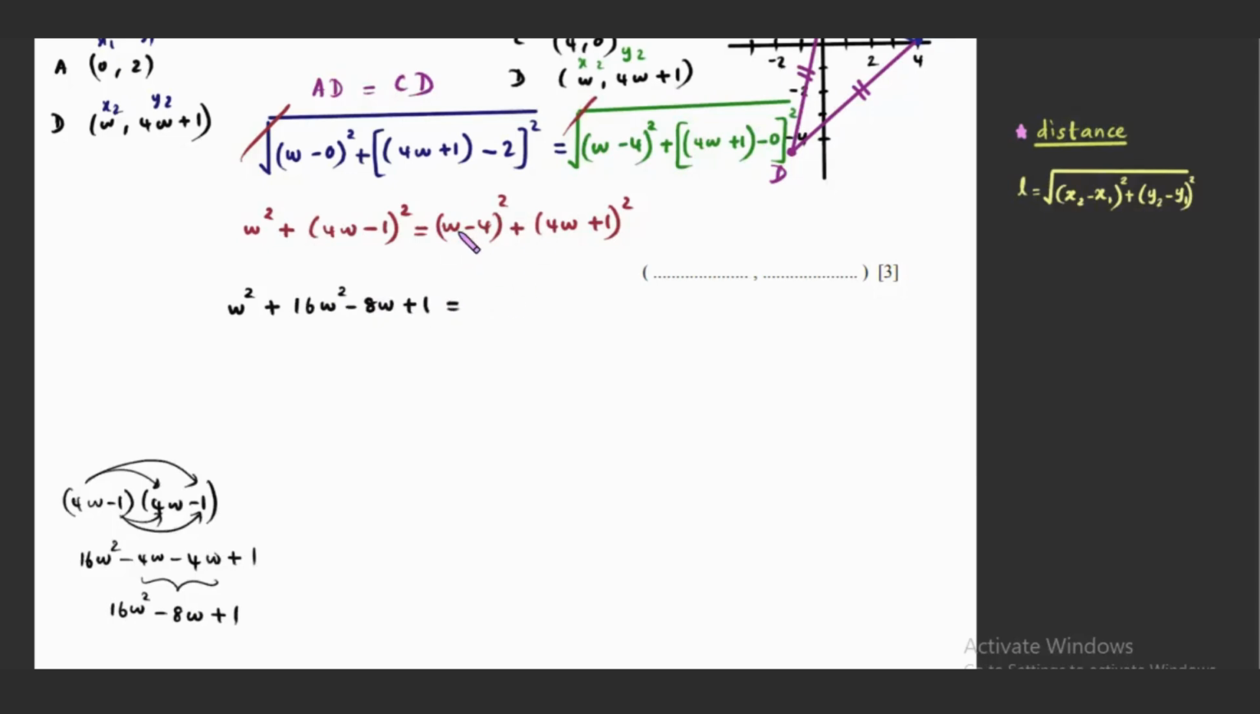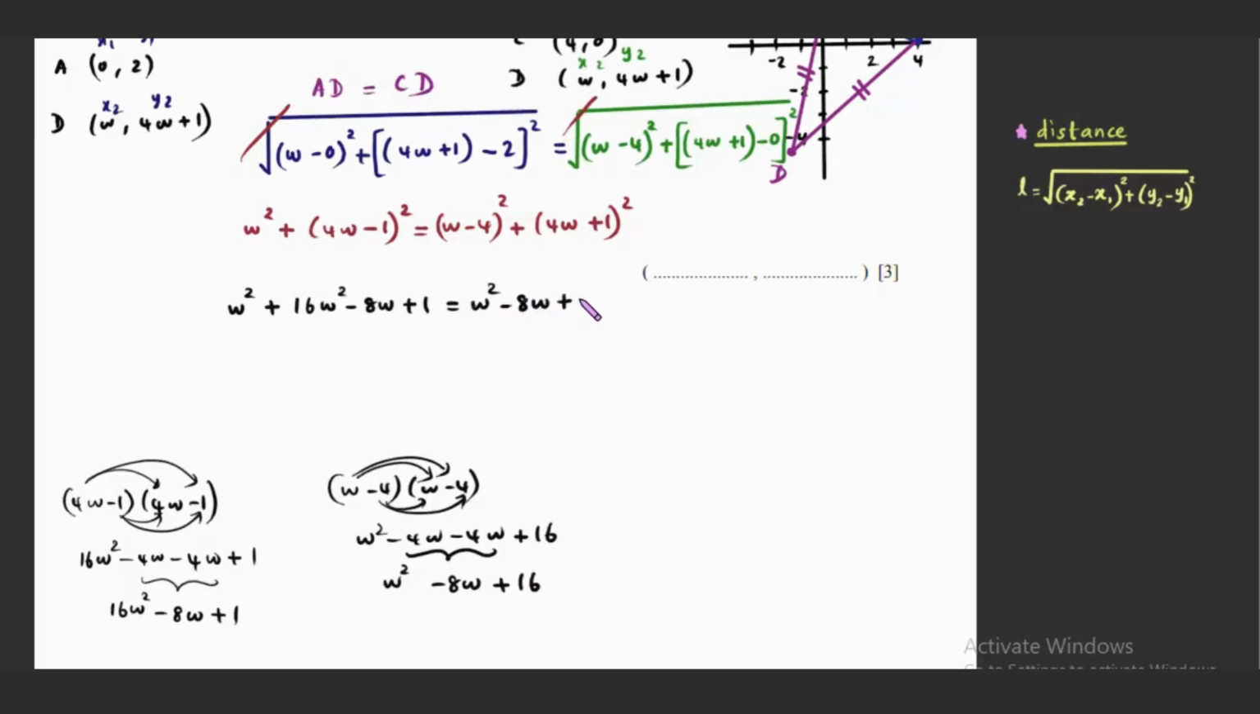This is equal to, and I need to expand the brackets here, (w - 4) squared. That is (w - 4) times (w - 4). So w times w is w squared. Then we have minus 4w. Again, we have minus 4w, and minus 4 times minus 4 is plus 16. I can combine these two like terms, making it minus 8w. So we have w squared minus 8w plus 16.